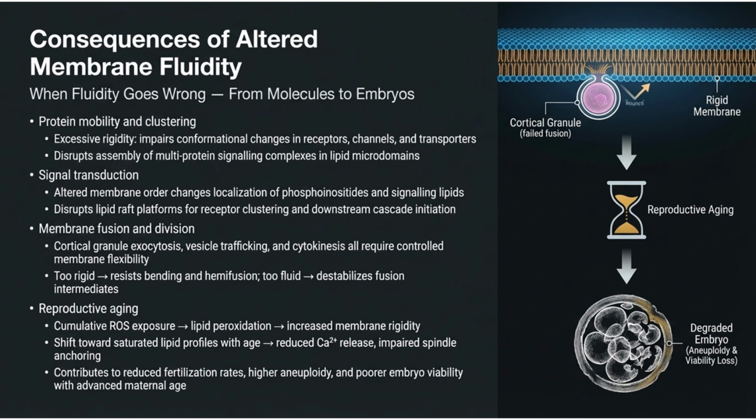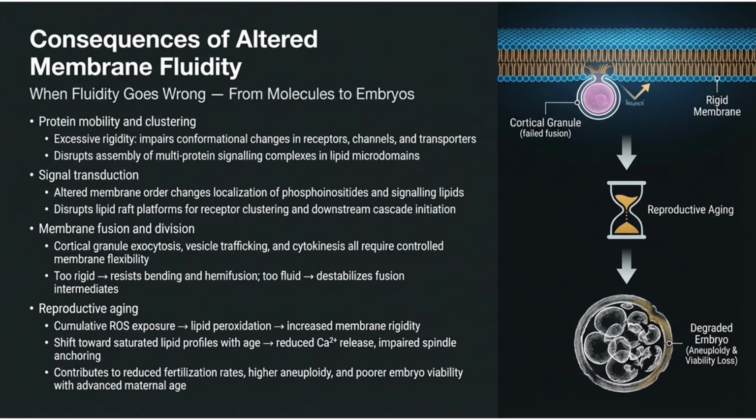In the context of reproductive aging, the picture becomes particularly concerning. Cumulative exposure to reactive oxygen species over time drives lipid peroxidation in oocytes, which progressively shifts the membrane toward a more saturated, more rigid lipid profile. As a consequence, calcium release from intracellular stores becomes impaired, reducing the amplitude and number of calcium oscillations at fertilization. Spindle anchoring at the oocyte cortex, which depends on membrane-associated proteins and lipid interactions, becomes less reliable, increasing the risk of chromosome missegregation and aneuploidy.